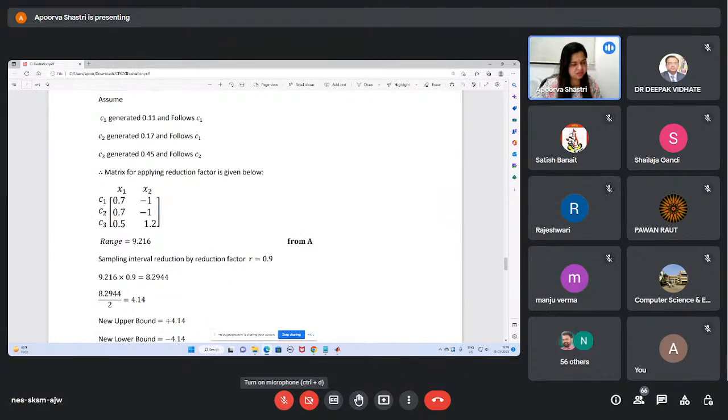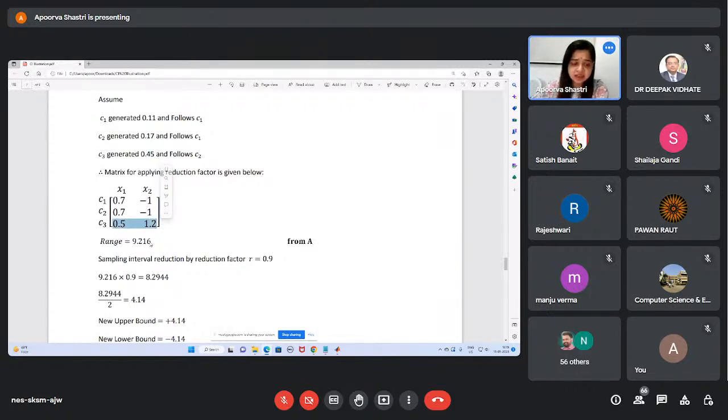So C1 follows C1, so we are not changing the qualities, as C1 is following itself. C2 follows C1, so the qualities of C1 have been adopted by C2, and C3 follows C2, so the qualities written here are those of C2.